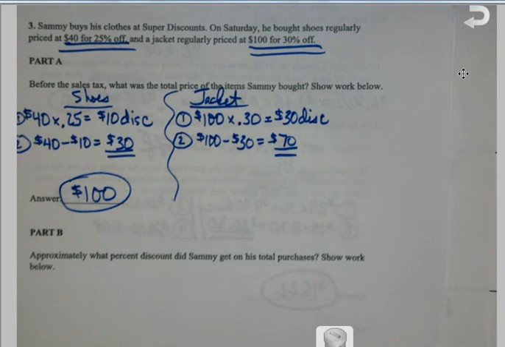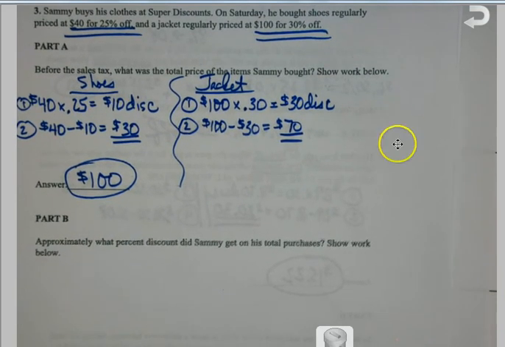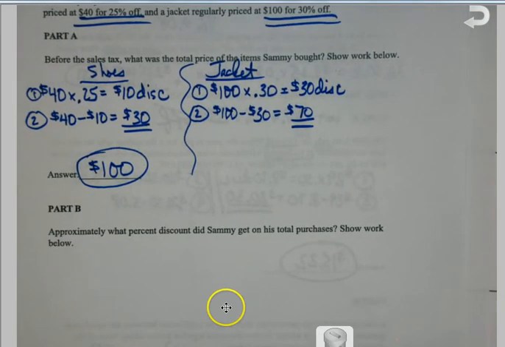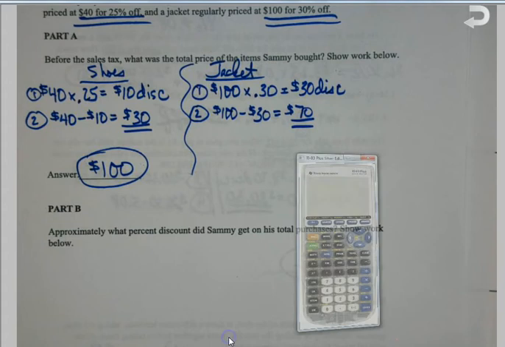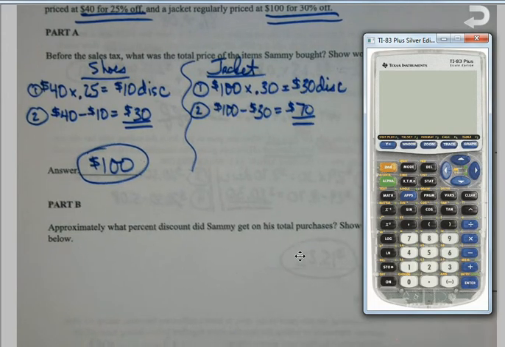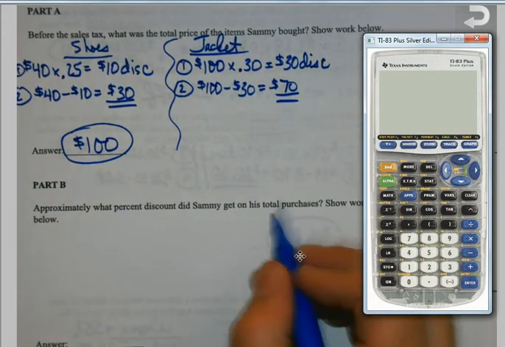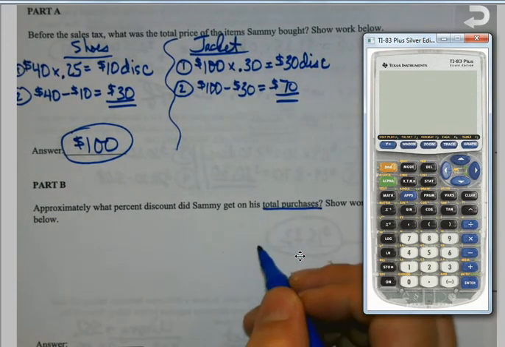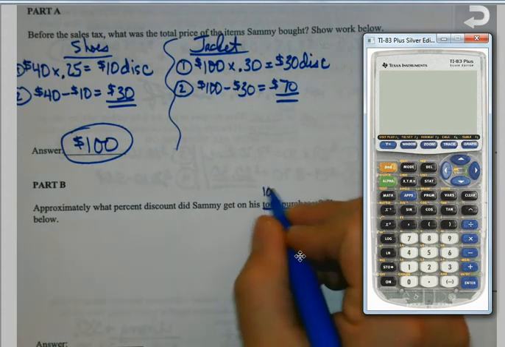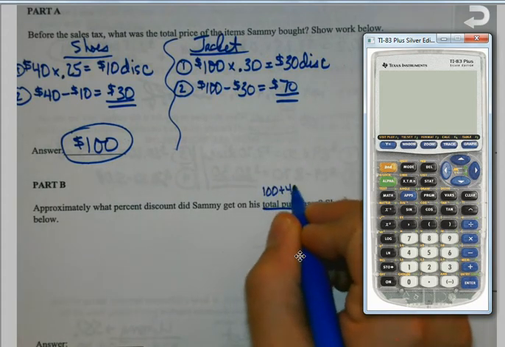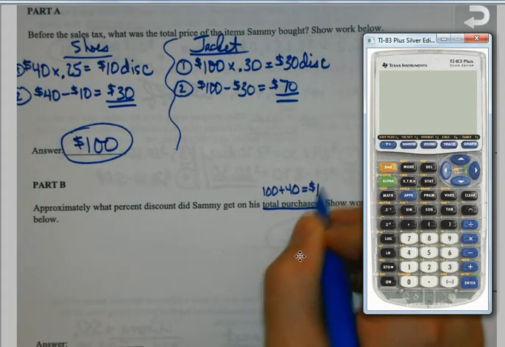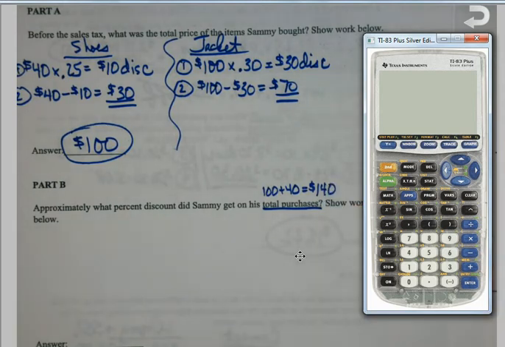But then they asked me a different question. They go, what percent discount did he get on his total purchases? Now this one's a little bit easier. There's not as much work involved. Because what we're going to do is we're going to say, okay, his total purchases would be $100 plus the 40. So the original price is $140.